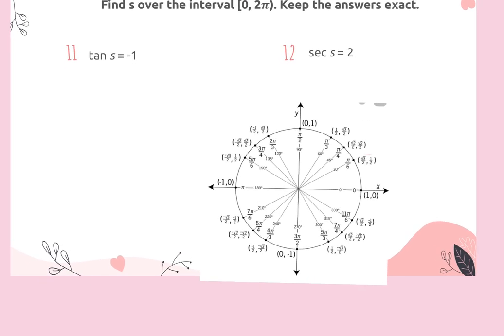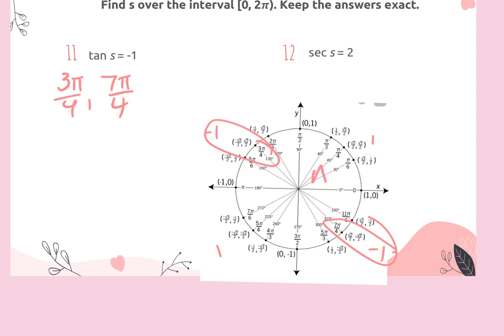If I went around my unit circle and I filled in all my tangents and I'm looking for where it's going to be a positive 1, this would have been a negative 1, sorry. This would be negative 1, this would be positive 1, this would be negative 1. So I'd know that answer was at 3 pi over 4 and 7 pi over 4. All Students Take Calculus tells you the tangent is negative in the second and the fourth.